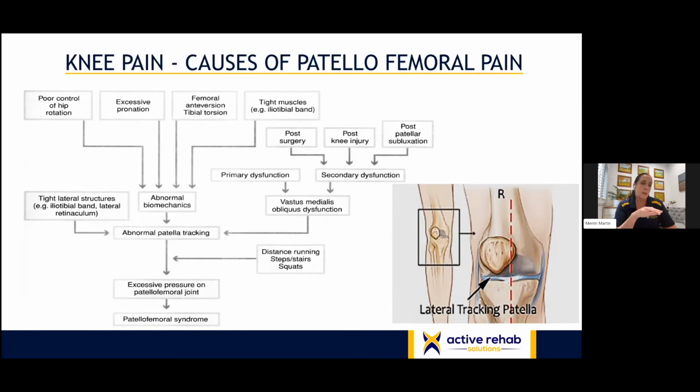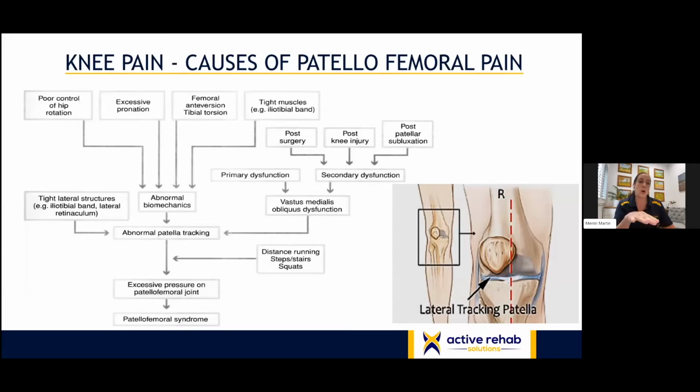The other things are femoral anteversion and tibial torsion, which is more the structural alignment that we just talked about, with the femurs coming in and the tibias going out. Very hard to change that, but you want to try and support it as much as possible.